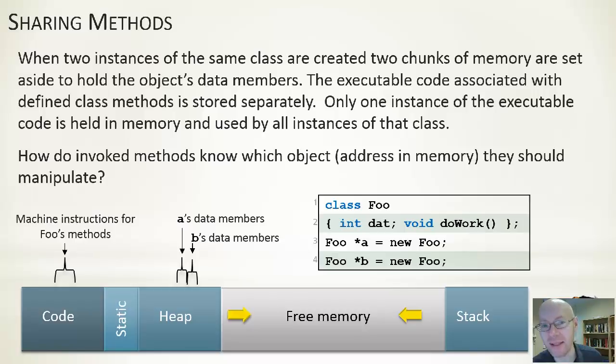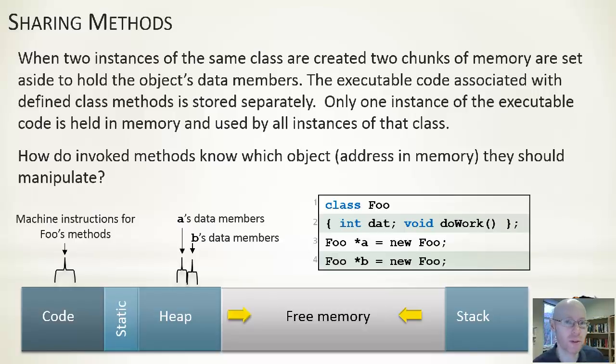So we've got a couple of instances set aside. Now, the important thing is we've got a doWork method. There'll be instructions associated with it, and those instructions will live in memory in the code section. But that presents us with an interesting dilemma. If I'm executing those instructions in the code section, here I've got a method called doWork that doesn't take in any parameters and doesn't return anything. How does that method know if it's to deal with A's dat or B's dat?